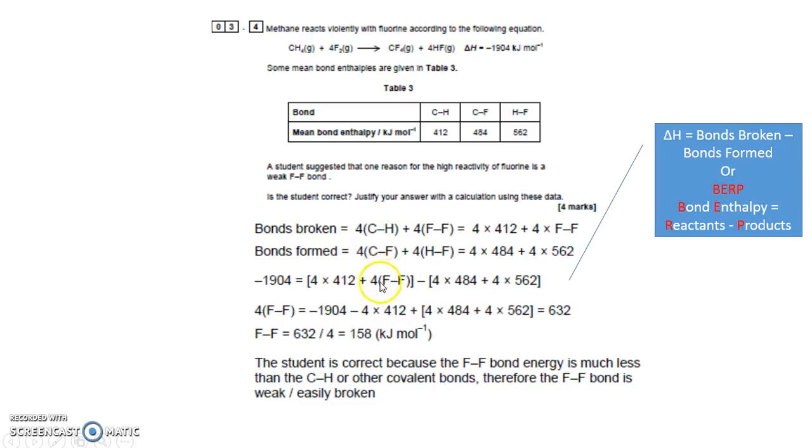When you rearrange it so that the 4 F-F equals all of this, it equals 632. F to F is one of those, so divided by 4, and it comes out as 158. That's much lower than any of these bonds, so the question is, is the student correct? Suggested that the high reactivity of fluorine gives a weak F to F bond. Yes, it's a very, very low value, 158 compared to some of the others, so the student was correct.